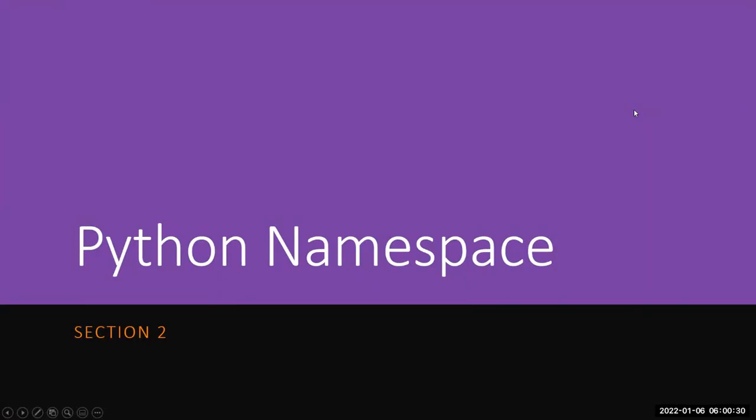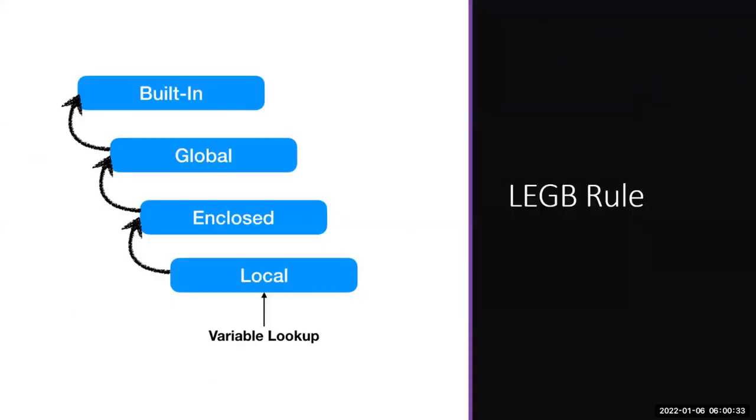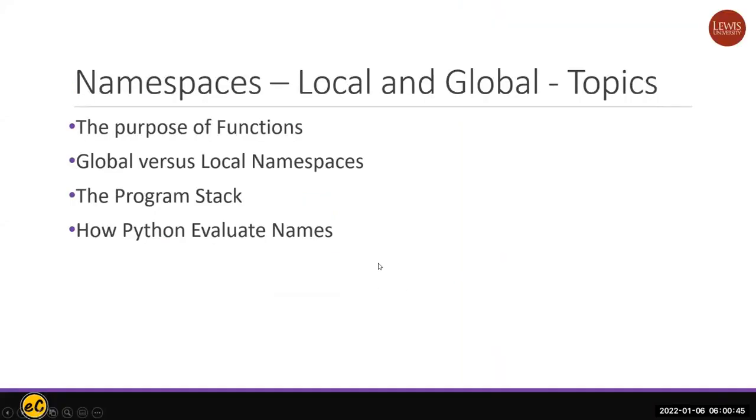A namespace is, in each location, you have the scoping rule. So you have the LEGB rule, going from bottom: local, enclosed, global, and built-in. Each function level and each loop level has its own namespace, and that's the purpose of a function. There's a global namespace, a local namespace, and each module also has its own namespace. So we need to deal with the namespace very carefully, and the program step is also very important.